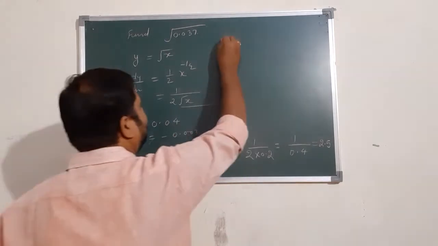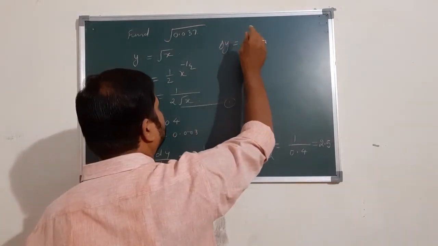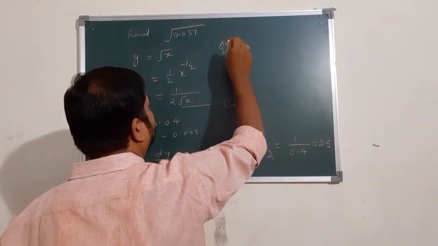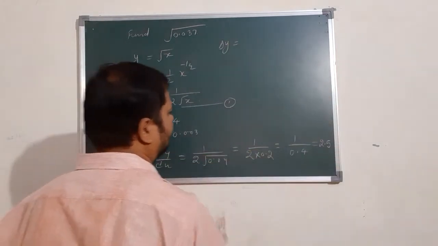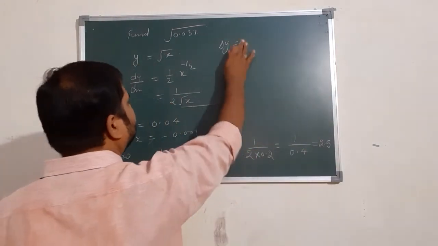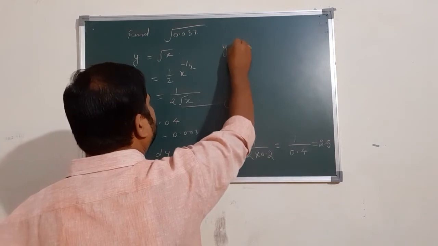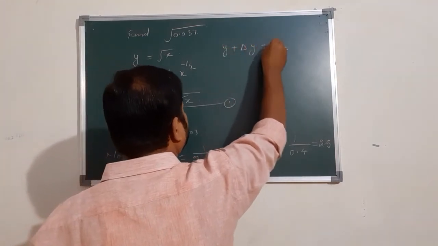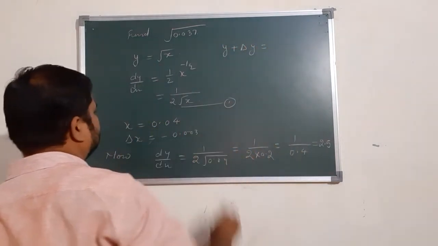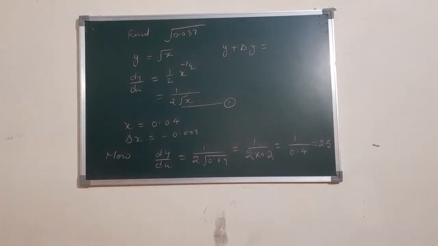Now delta y is, y plus delta y is what? You can write y is 0.2.